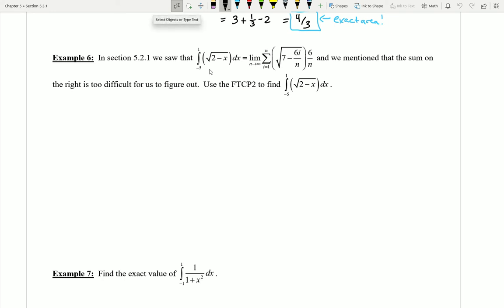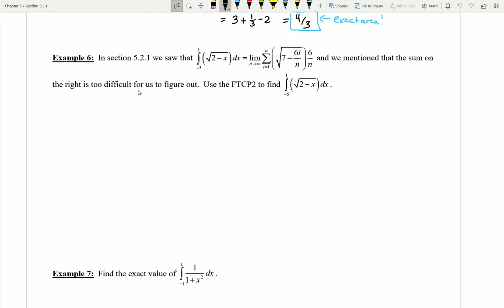So now let's take a look at example number 6, which is again another example that we saw in section 5.2.1. We actually saw that this integral here was one of our really difficult integrals to tackle by setting up a limit with a giant sum. And the reason it was difficult is, again, you might recall, we didn't have any summation rules for how to deal with radicals. And so we kind of mentioned at the end of section 5.2.1 that this was too difficult to figure out, and this is why we went on the hunt to try to find easier ways to evaluate definite integrals.